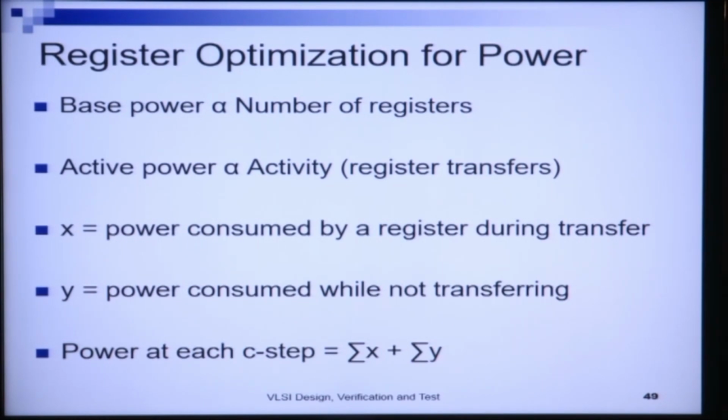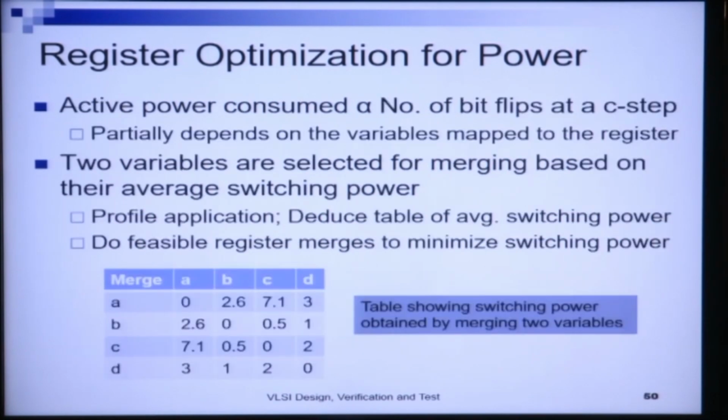So the power consumed at each C step due to these registers is the summation over X and Y over all registers. Now active power consumed is, as we said, proportional to the number of bit flips that occur. Now this partially depends on the variables mapped to the register.